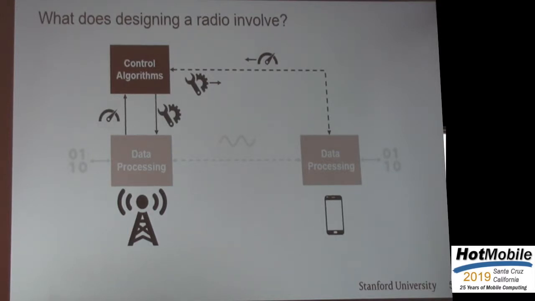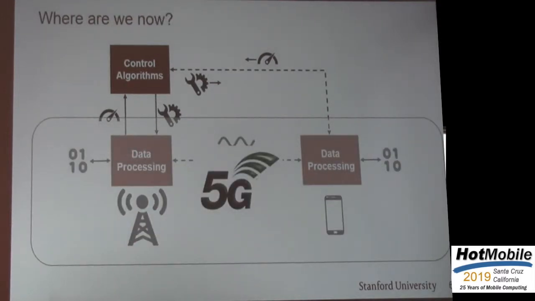Coming back to 5G, the first part, the data processing pipeline, has been formalized in the 5G standard. The standard provides multiple control knobs that, if tuned correctly, can support the diverse use cases of 5G that we saw earlier. However, the control algorithms are not specified in the standard. The focus of this work is in the design of these control algorithms.